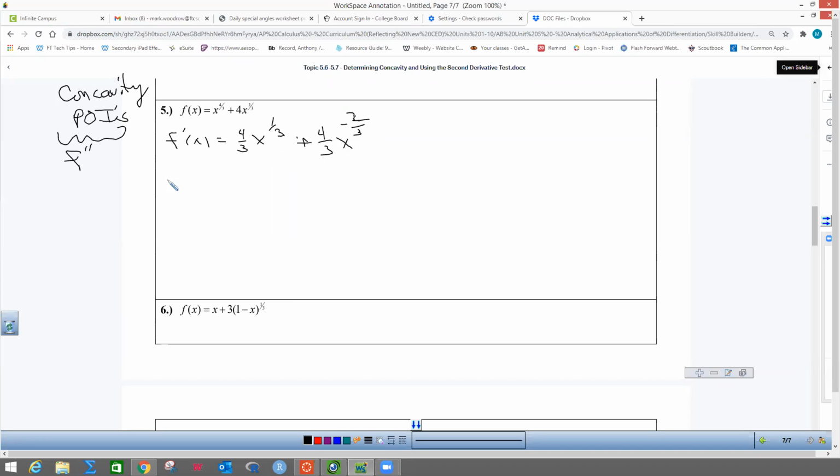And I need to get the second derivative, so I'm going to do the derivative of this derivative. So I'm going to take 1/3 times 4/3 and get 4/9 and subtract the power by 1. And then I'm going to take negative 2/3 times 4/3, which is going to be negative 8/9, and subtract that power by 1. So there is my second derivative. Now I'm going to get rid of all my negative exponents by moving them down to the denominator.